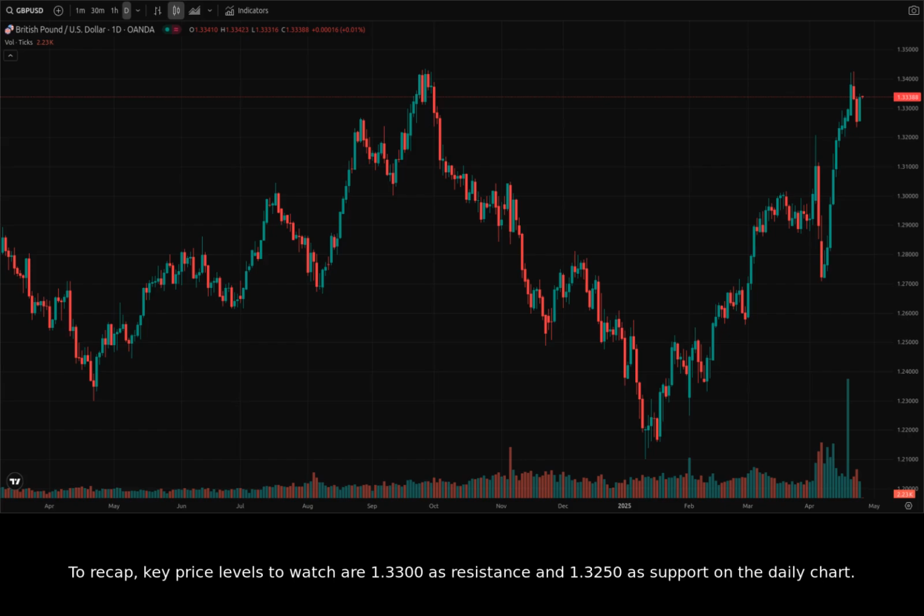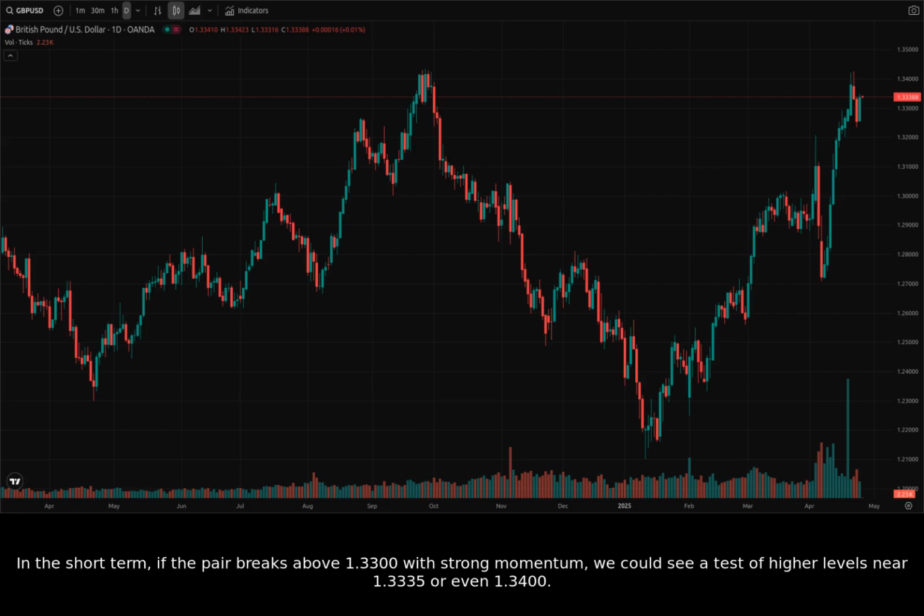To recap, key price levels to watch are 1.3300 as resistance and 1.3250 as support on the daily chart. On the 1-hour and 15-minute charts, 1.3260 and 1.3320 are important intraday levels to keep an eye on.